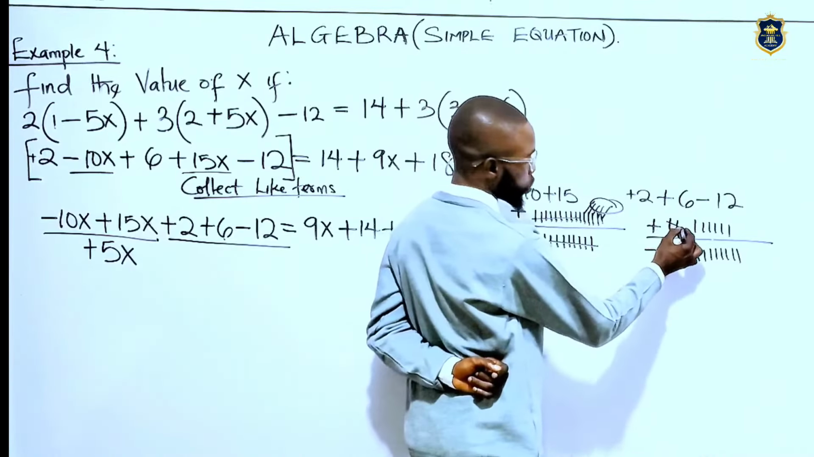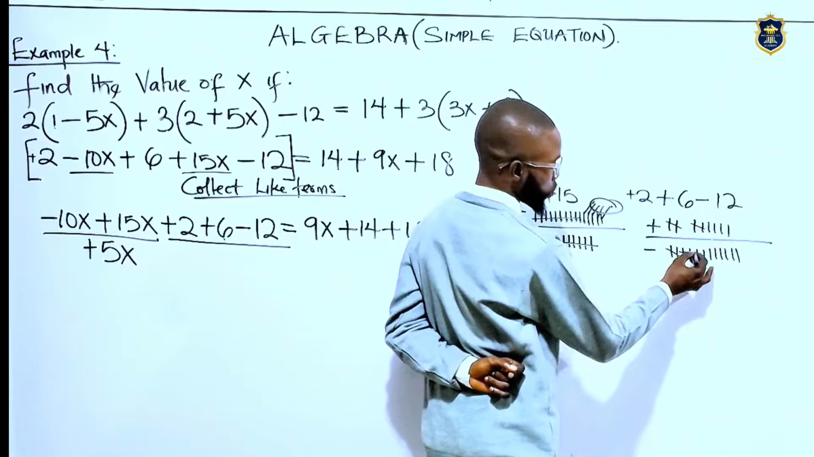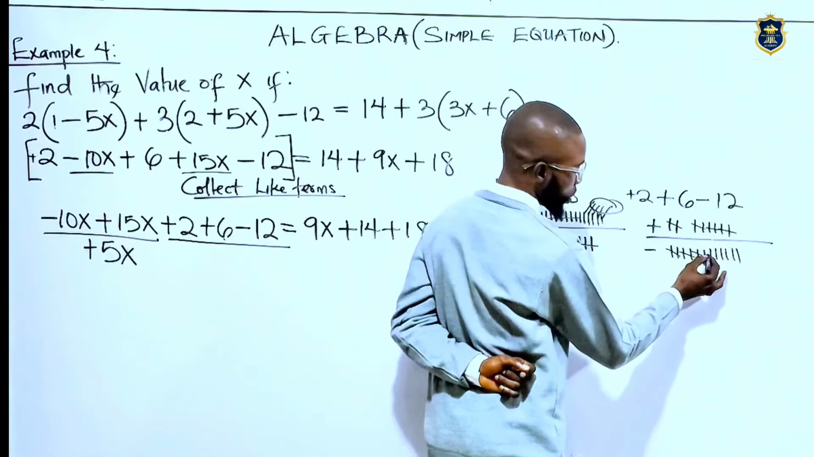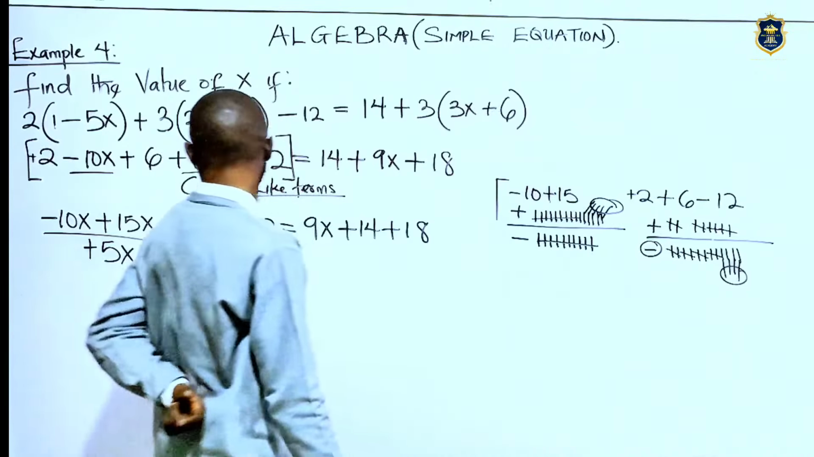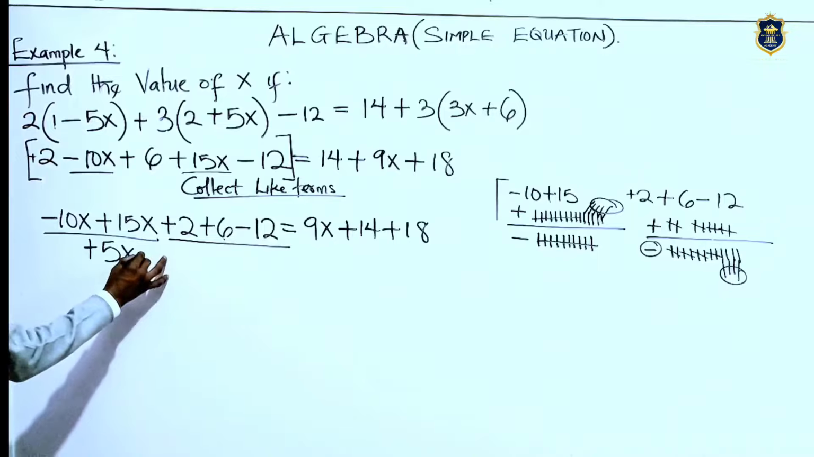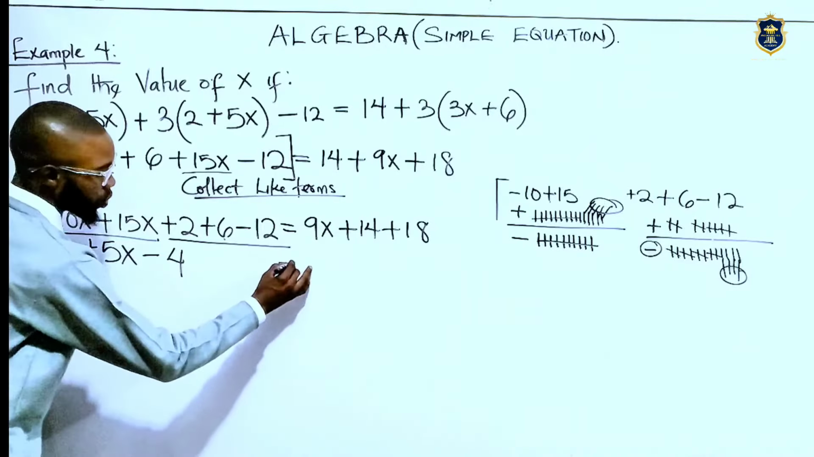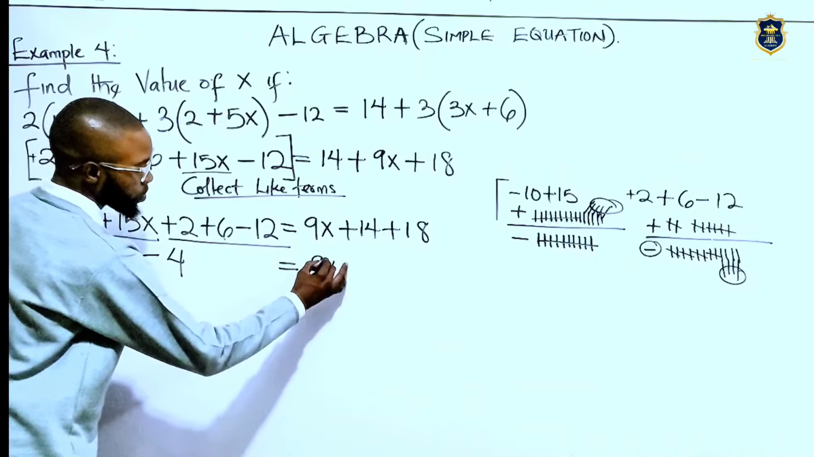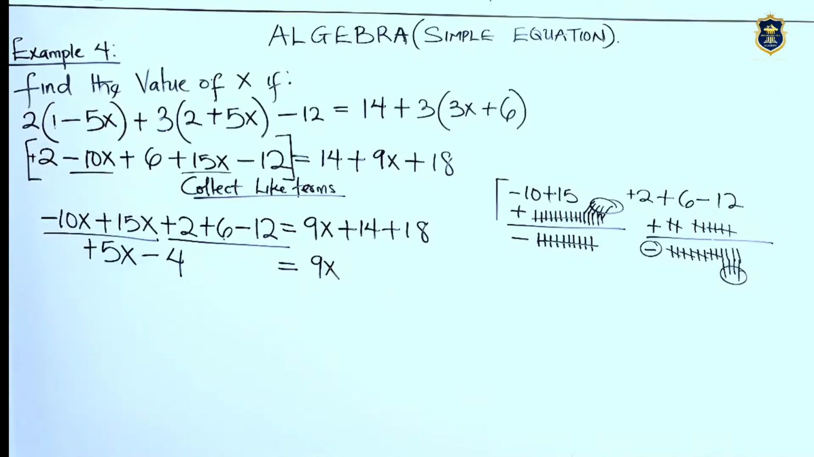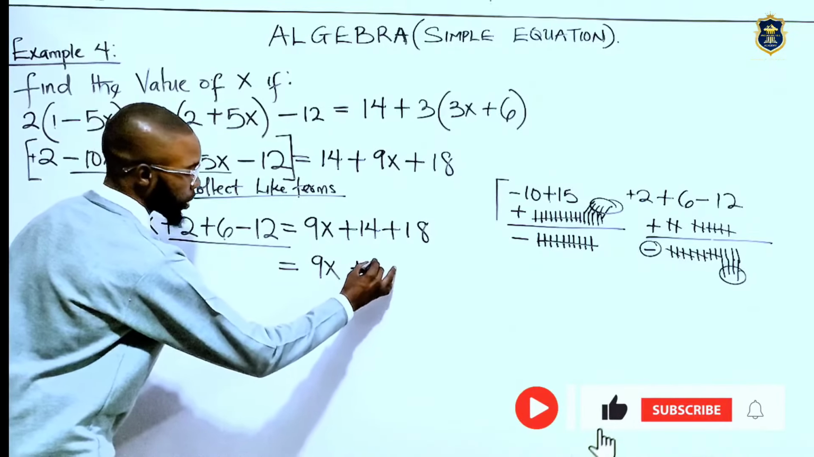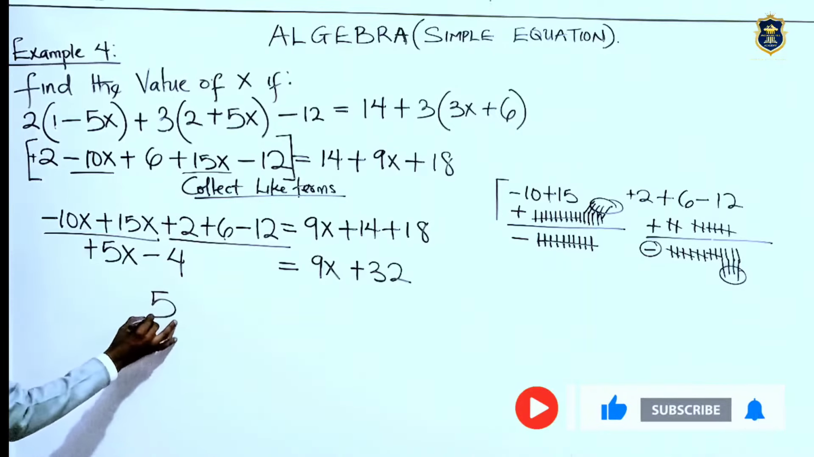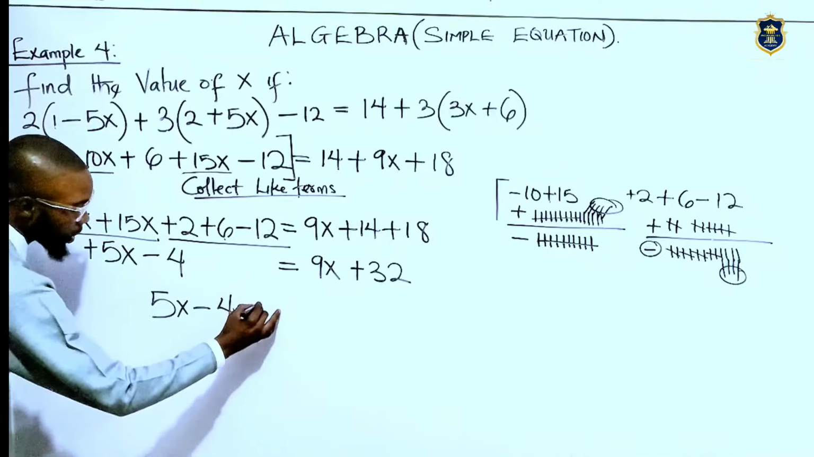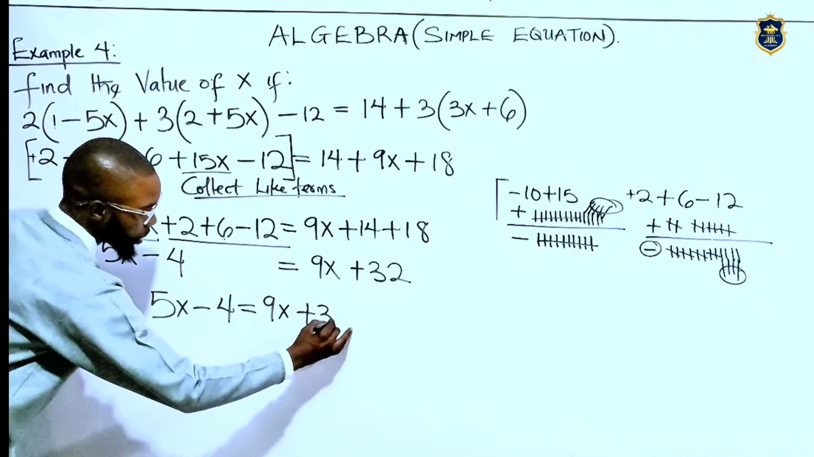Let's see how we can cancel. 2 will take off 2, 2 will take off 2, 2 will take off 2, and 2 will take off 2. We'll be left with 1, 2, 3, 4, minus 4. So in this case, if we do all of this, we're going to have minus 4 here. Remember, so equal to what? Equal to 9x, because we're not adding anything. 14 plus 18 just gives us 32, right? So it's plus 32. So let's arrange the equation. Together we have 5x minus 4 is equal to 9x plus 32.